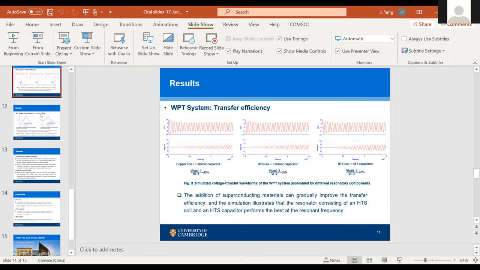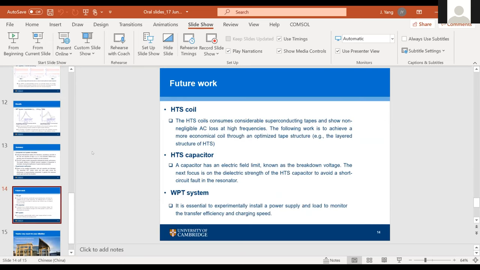Yes, like I mentioned in our future work, I think we should do more work on the HTS coils, because the superconductor only shows zero resistance with DC current. When the frequency of the current is very high, the AC loss is considerable. So we should try to minimize the loss in the HTS coils. That is the first point. Also, the structure of the HTS coil is customizable, so we can reduce the use of copper and silver in the superconductors to reduce the AC loss, etc.